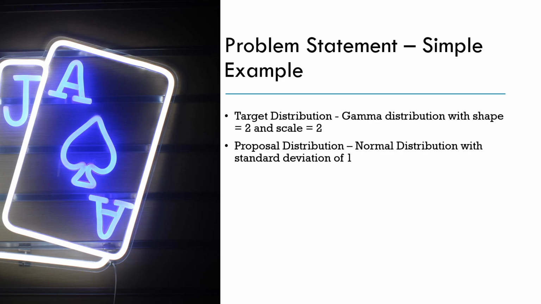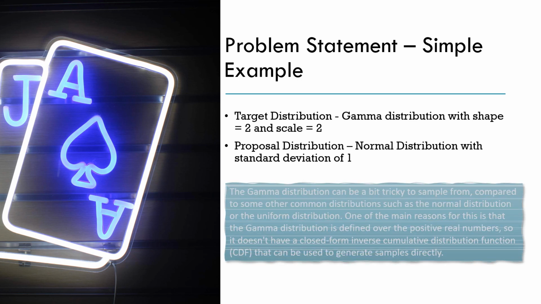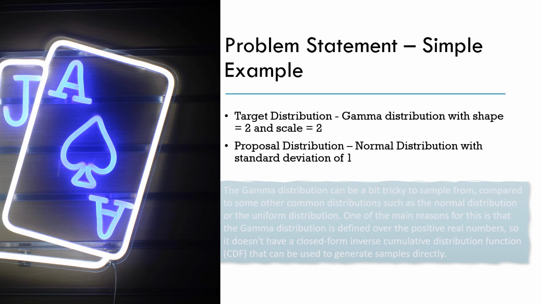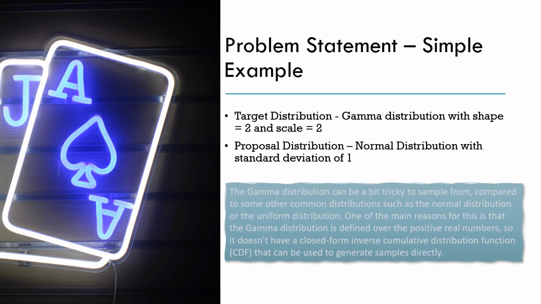Okay, so here's our first experiment. We're just going to do a simple example. We're going to have our target distribution as a gamma distribution with a shape of 2 and a scale of 2. And we'll see what this looks like in the code here shortly. And for the proposal distribution, we're going to pick a normal distribution, which is very easy to sample from, with a standard deviation of 1. And let's see what we have.